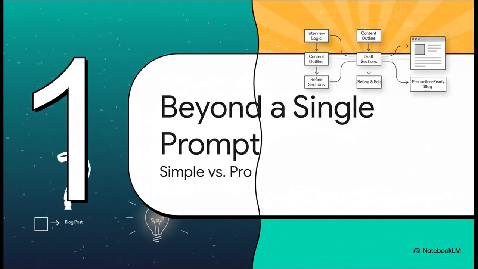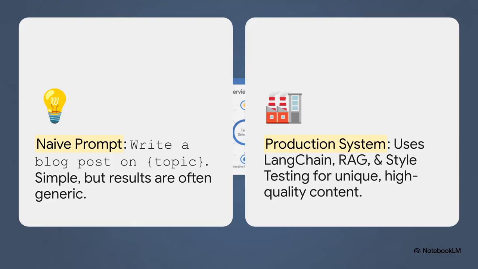What's the actual difference between the simple stuff most people are doing and a true production-level system? You're about to see it's a completely different world. So on the left, you've got the basic approach. Write a blog post on this topic. It works, kinda, but the results are usually pretty generic, right? But now, look at the right.